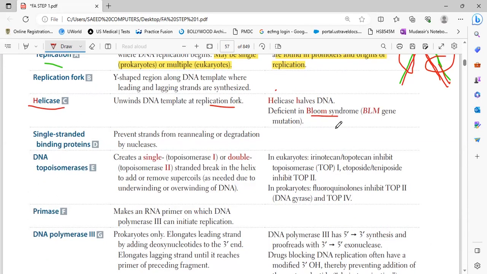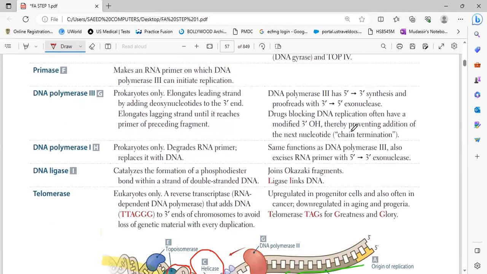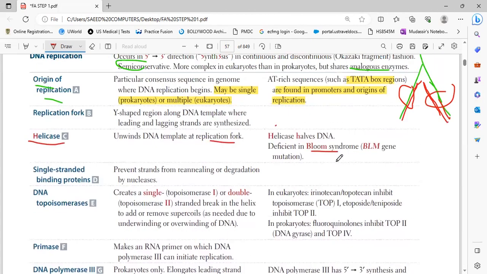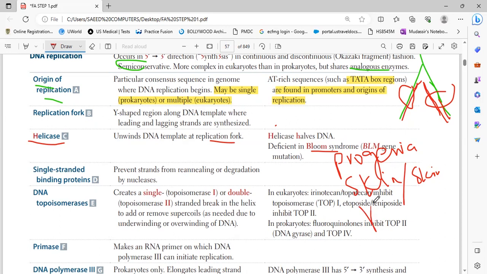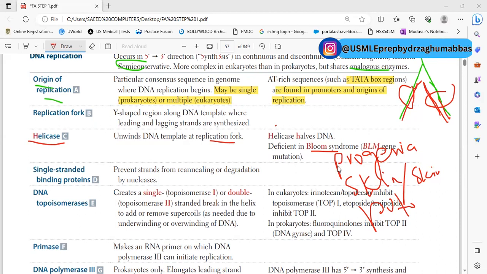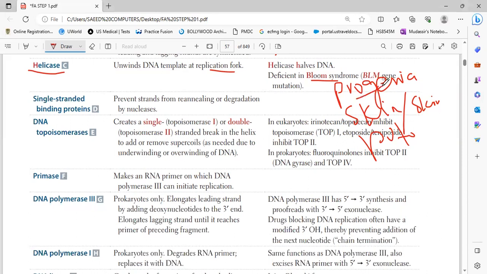Deficiency causes Bloom syndrome, with the BLM gene. So what is Bloom syndrome? Guys, when you have an issue with helicase, you will have a disease called progeria, early aging. With progeria, you will have skin issues, early skin cancer, and photosensitivity. That is Bloom syndrome. You will have early aging, and then skin issues, an increased risk of skin cancer, and photosensitivity. So that is Bloom syndrome.